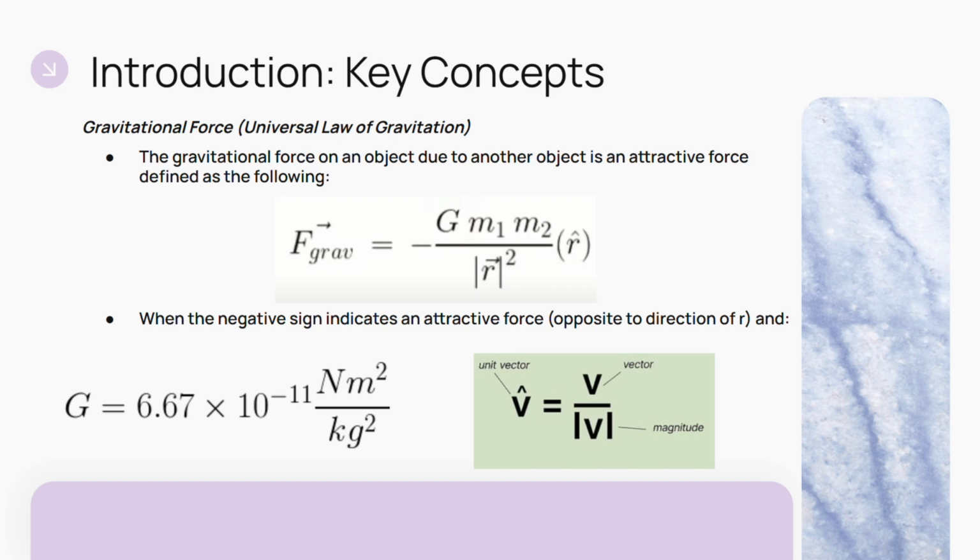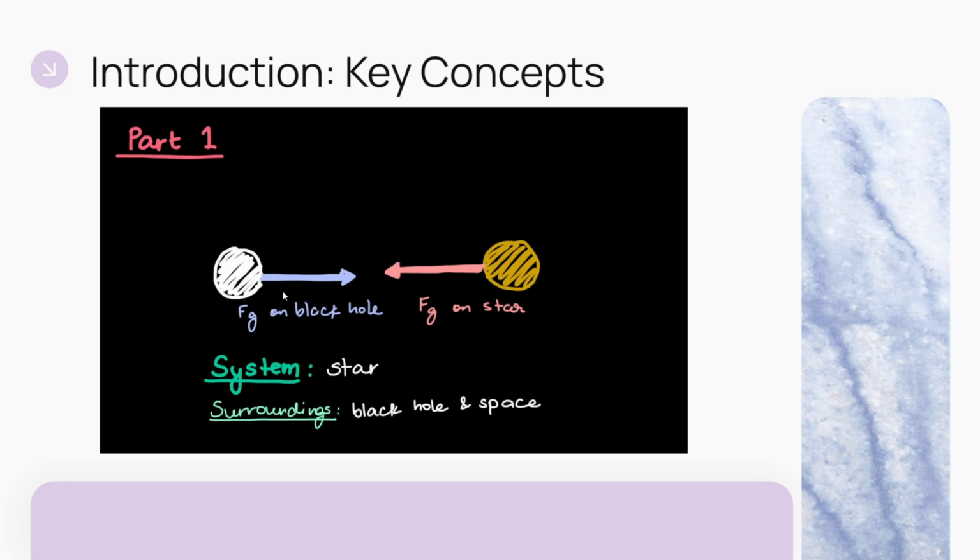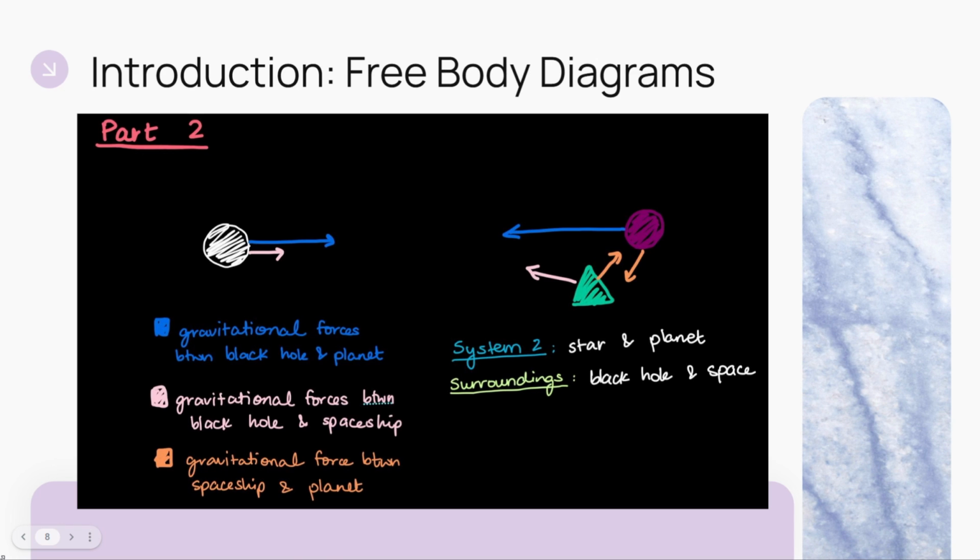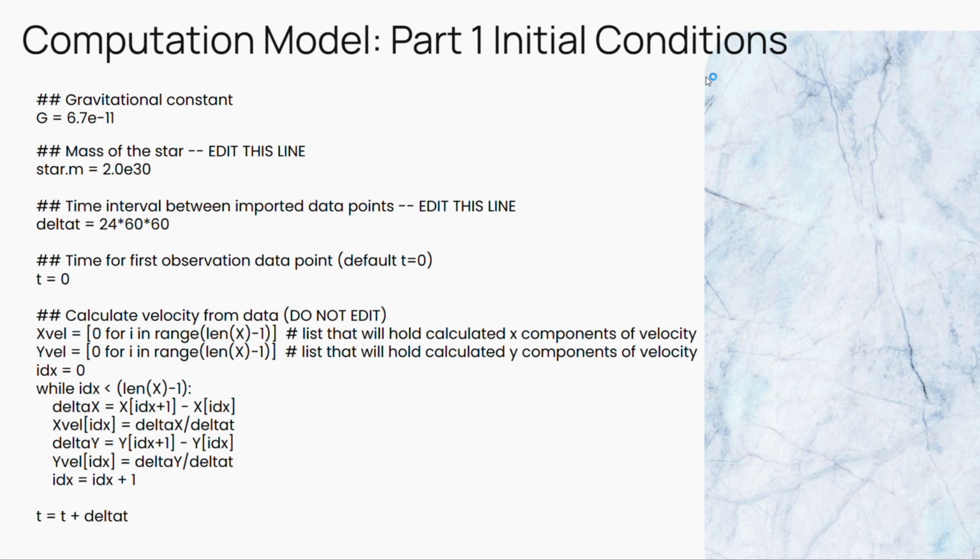Okay, as for the free body diagram, for part 1, we have the black hole, the force of gravity on the black hole, and the force of gravity on the star. The system is the star, and the surroundings are the black hole in space. For part 2, we have the gravitational forces as seen here, the gravitational forces between the black hole and the ship, and the gravitational force between the spaceship and the planet. System 2 is the star and the planet, and the surroundings are the black hole in space.